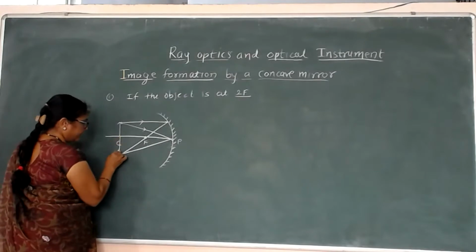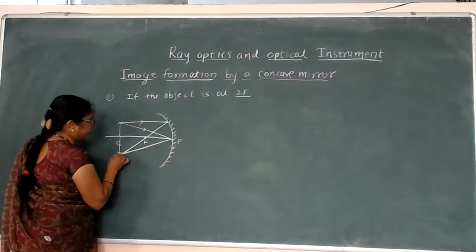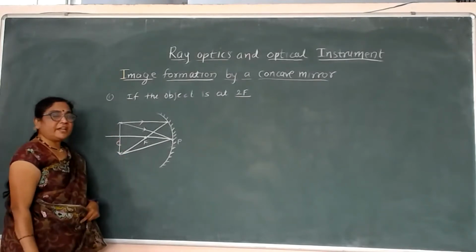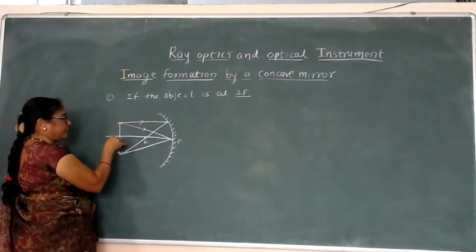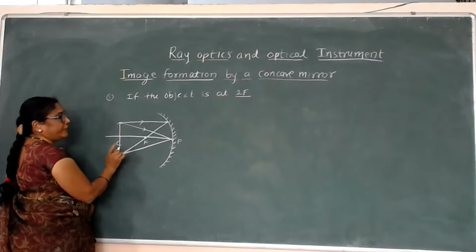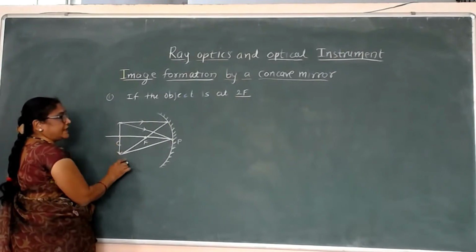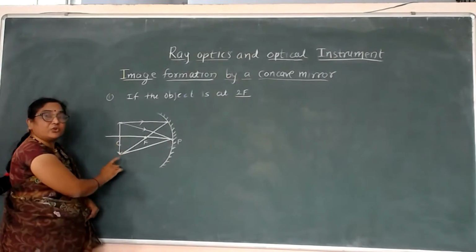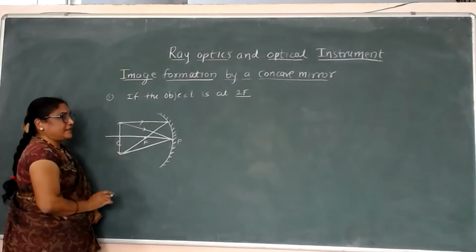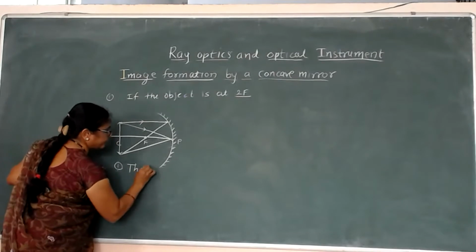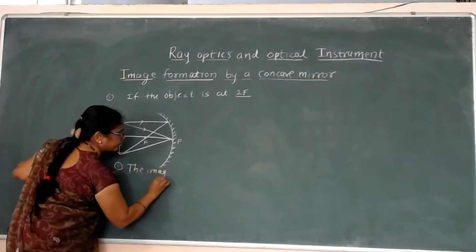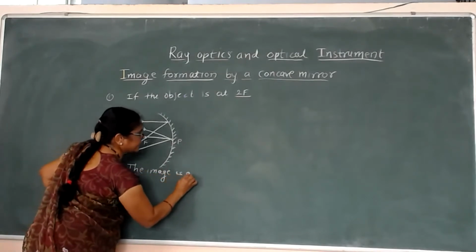So here, when the object is situated at 2F, the image is as it is, meaning the height of the object and height of the image are the same. So when we study this, we say that when the object is at 2F, the image is of the same size.